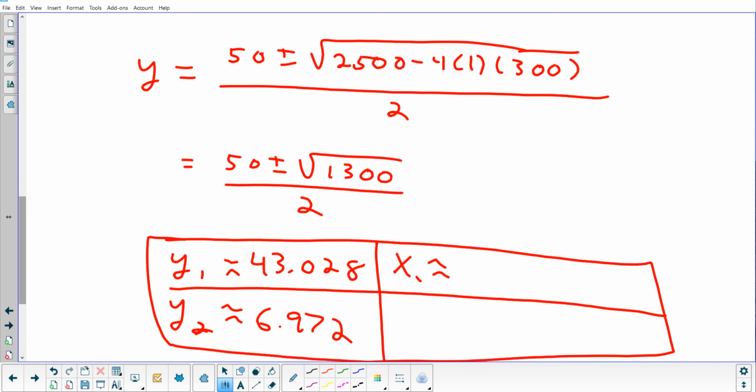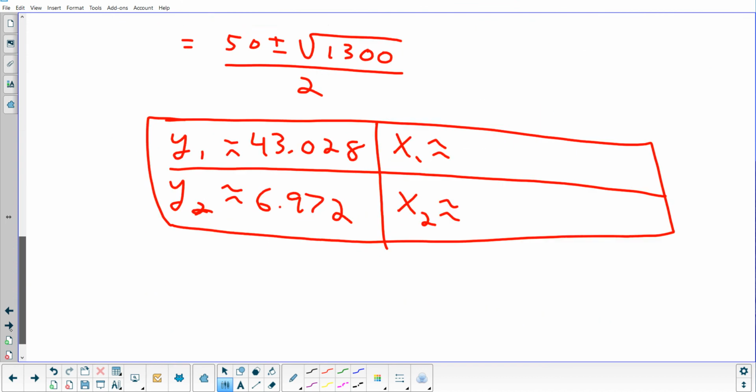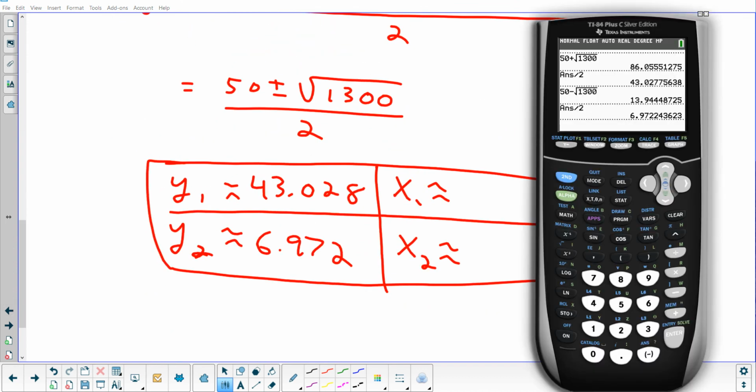Now we need x1 and x2. And remember, we're solving a system, so we have to go back and find the other two. What did I say we have to do with the y value to get the x value? You just plug it back in right here. 300 divided by the y value gives you the x value. So let's take 300 and divide by the y value. 43.028. 6.972.